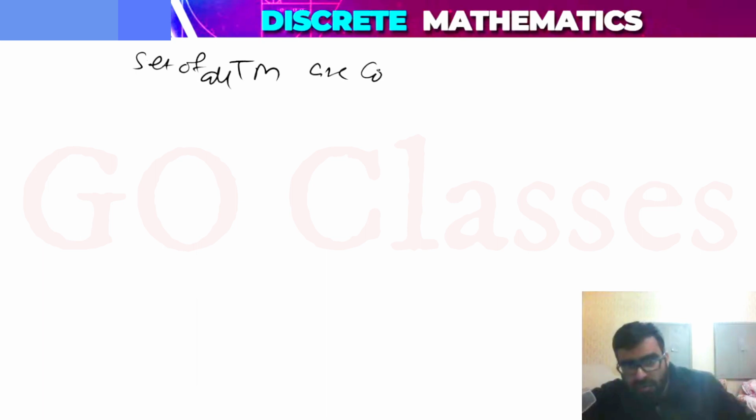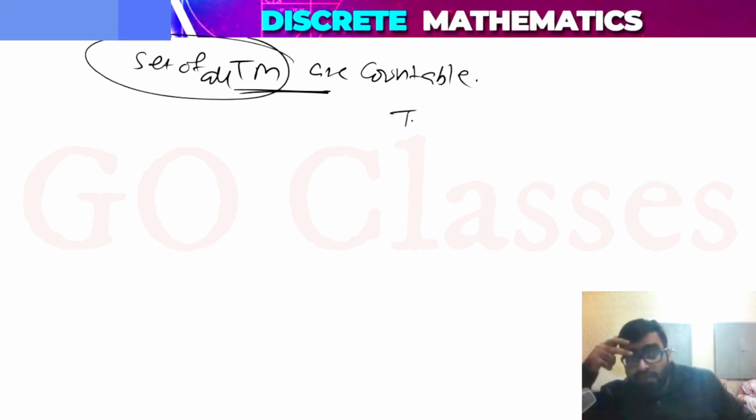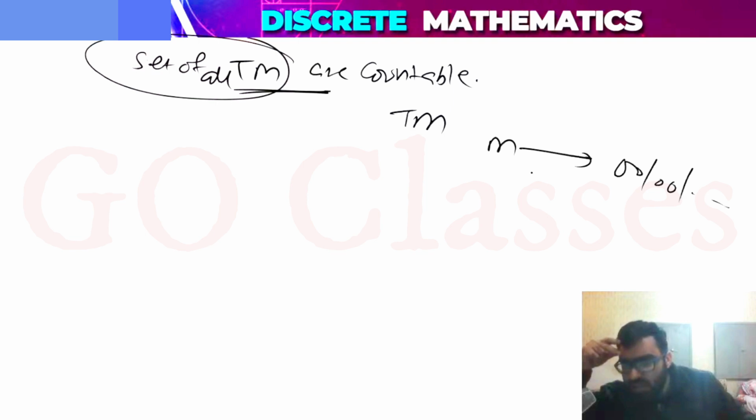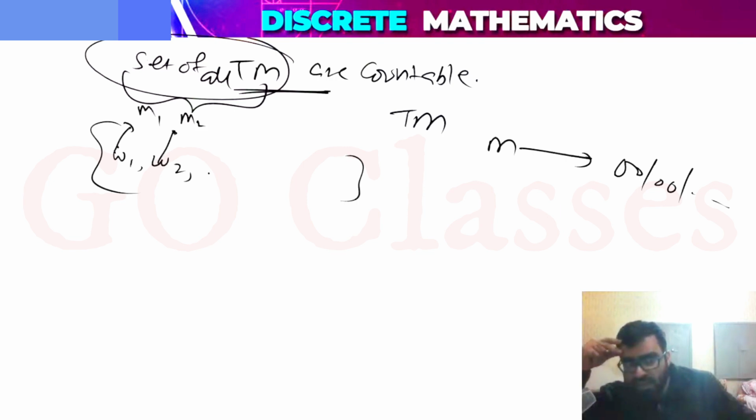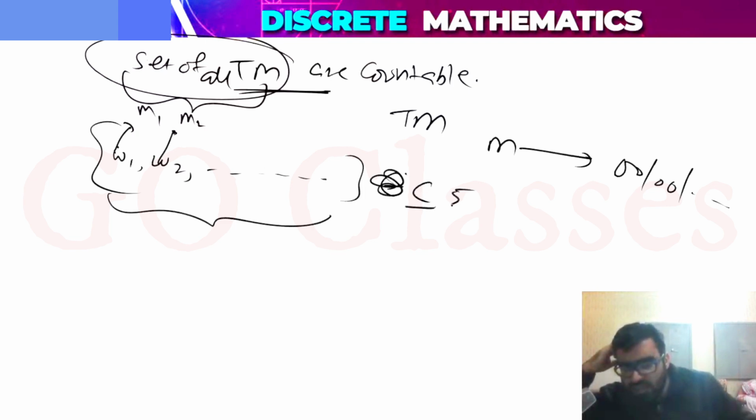The set of all Turing machines is countable. And this is not a very hard thing, because every Turing machine M can be encoded using a binary encoding. Now, the set of all Turing machines means those binary encodings, where this binary encoding is for some Turing machine M1, this one for some Turing machine M2, and so on. So the set of all Turing machines means a set of binary encodings, and this is also a subset of sigma star.